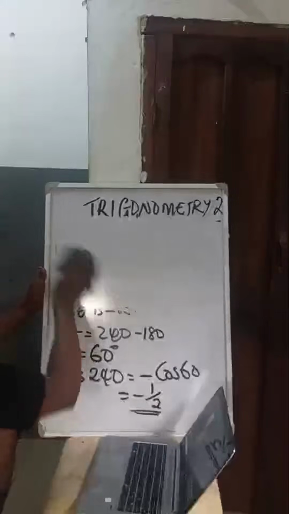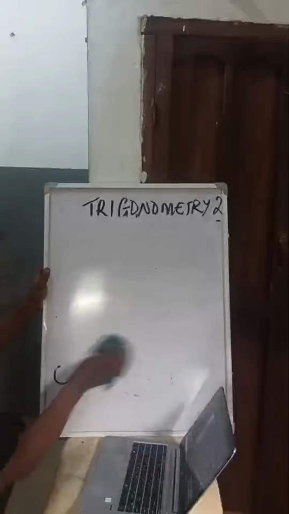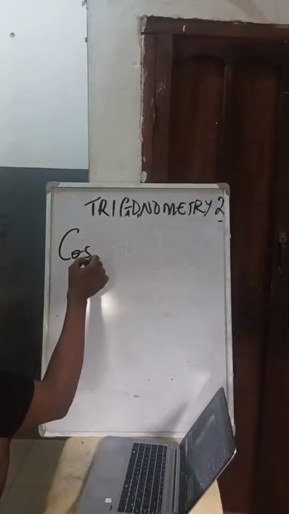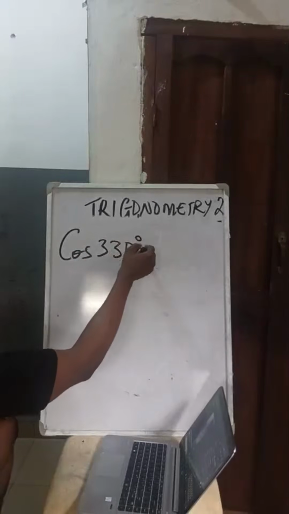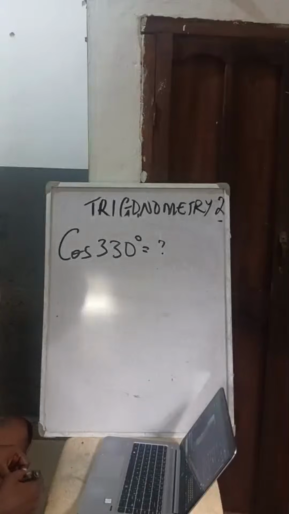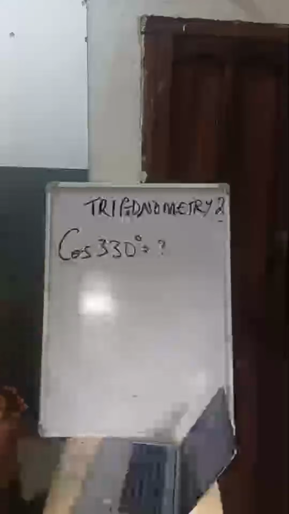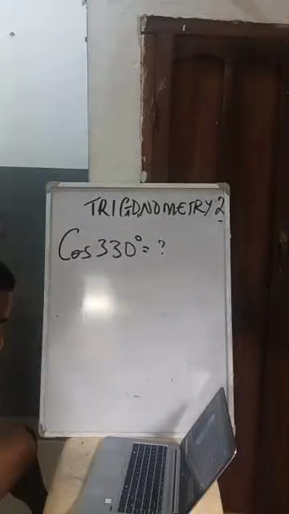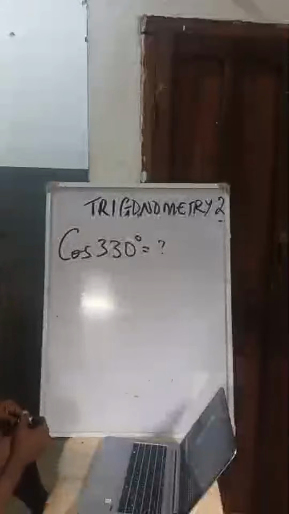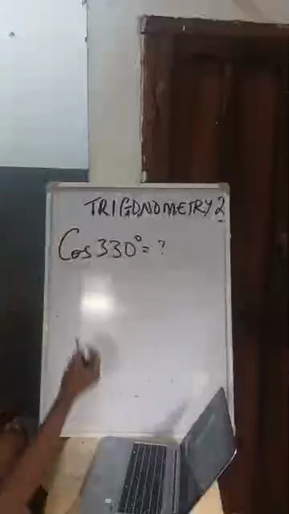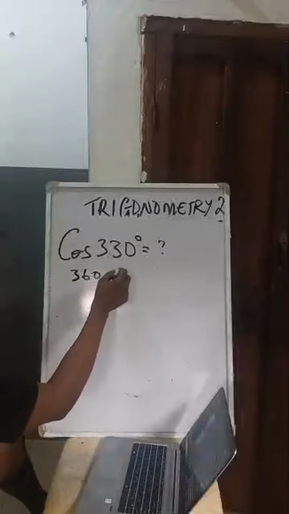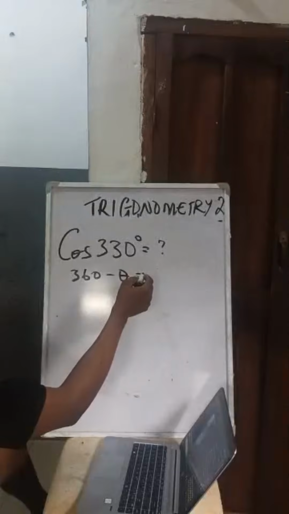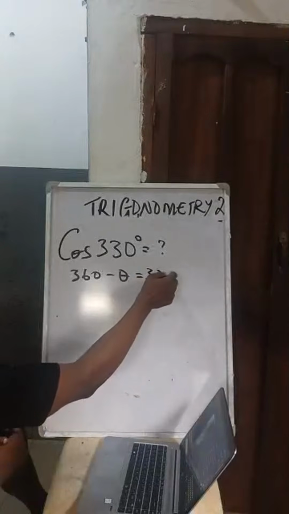Okay, let's look at this. Let's say cos 330 degrees. If you are asked to find cos 330 degrees, what will you do? We already know that 330 is in the fourth quadrant, and cos is positive in the fourth quadrant. So our answer now will be 360 minus theta is equal to 330.